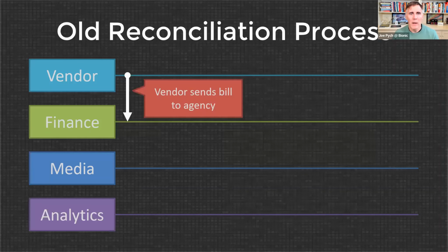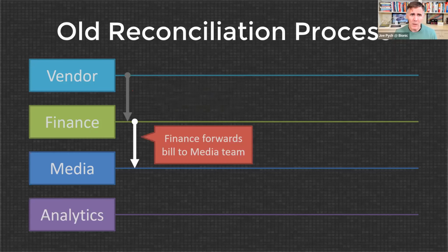What happens is the vendor, a media vendor, has delivered some media on behalf of your client, and now they want to get paid. So they'll send a bill to the agency. Oftentimes this bill goes to the finance department. After the finance department verifies that they haven't already received the bill, they send it over to the media team to validate and reconcile that invoice.